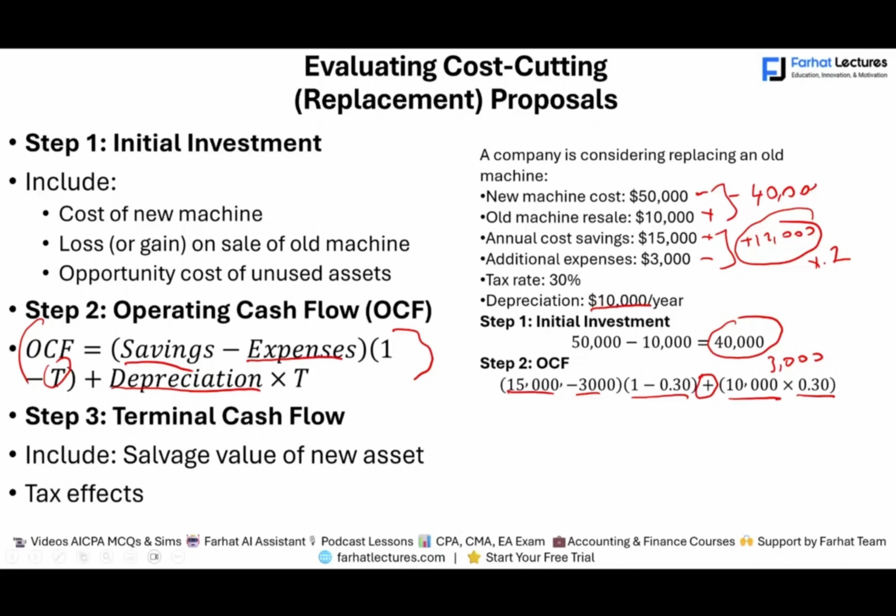Now, if any of this formula is confusing to you, please go to the prior session. Once we solve for this, we find that our operating cash flow, which is 12,000 times 70% plus 3,000, comes to 11,400. Now compare NPV, accept if positive. Well, it is positive. We are going to get a positive NPV of 11,400. We are good to go. So this is an example of evaluating a cost-cutting proposal.